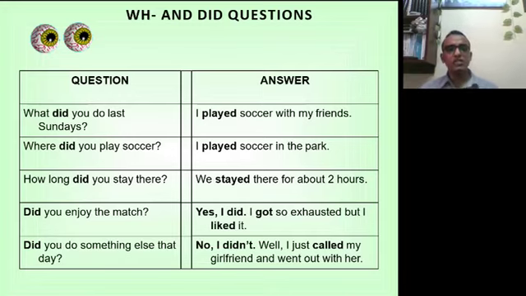Let's take it. After this we have WH and did questions. So how do we form the WH questions? We just add what, or the WH word, at first: what, where, etc. And we put did after this. After that we put the verb in the infinitive form. For example, what did you do last Sunday? Here we have what, then did, and the verb in the infinitive form. The answer will be I plus the second form of the verb. I played soccer with my friends.